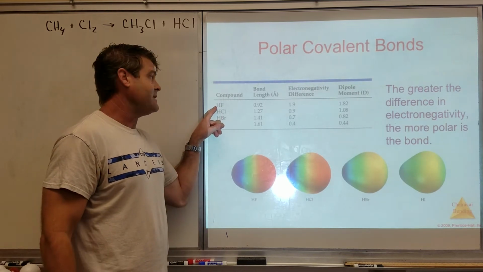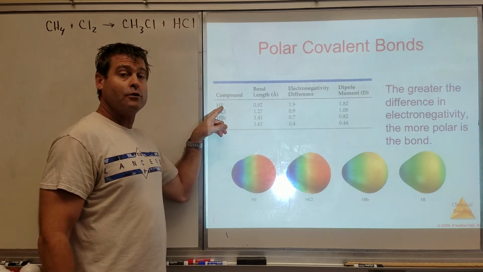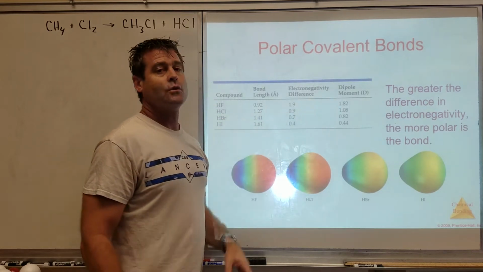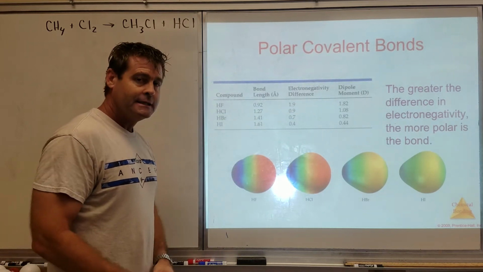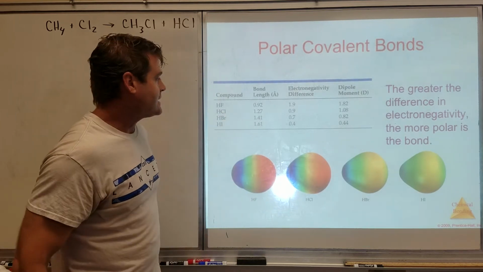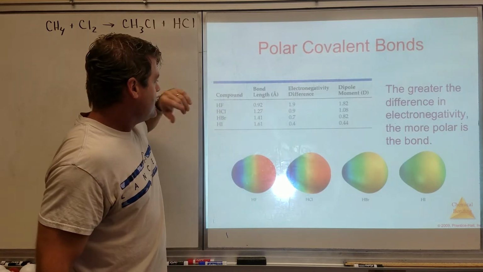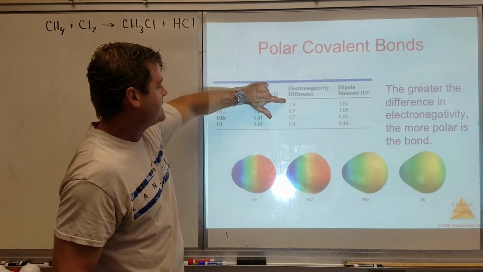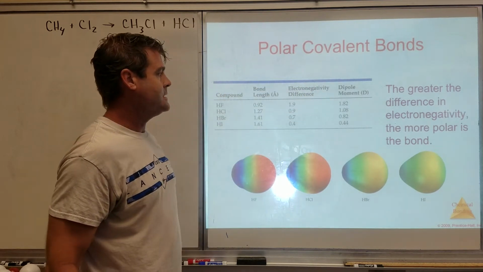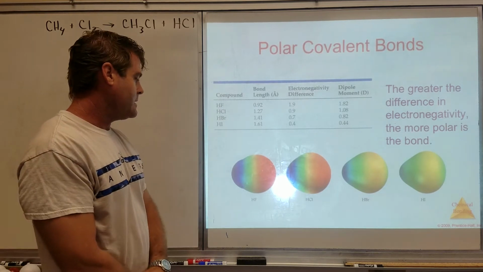Basically, you take the electronegativity of hydrogen, which I believe is 2.1, and you take the electronegativity of fluorine, which is 4.0. 4.0 minus 2.1 is 1.9. That has the greatest dipole moment, because fluorine's going to pull on the valence electron of hydrogen much stronger than chlorine would. You can see as the electronegativity difference decreases, so does the dipole moment. The greater the difference in electronegativity, the more polar the bond is.